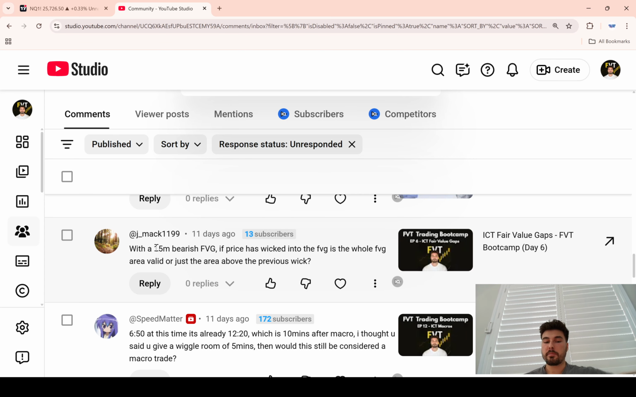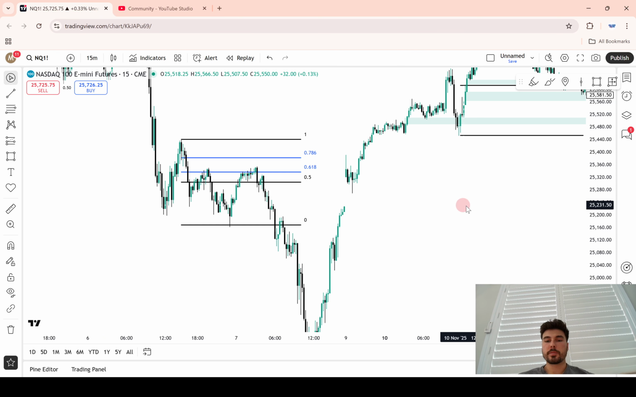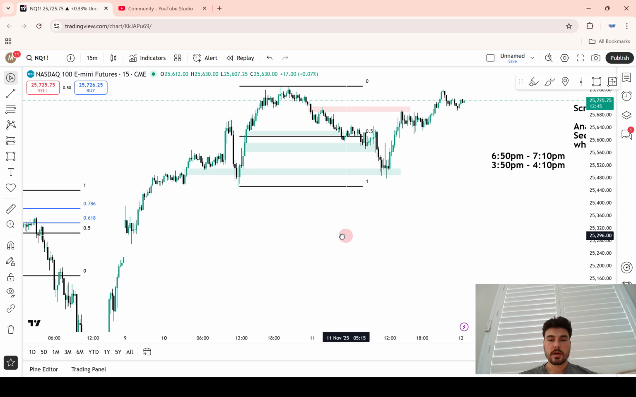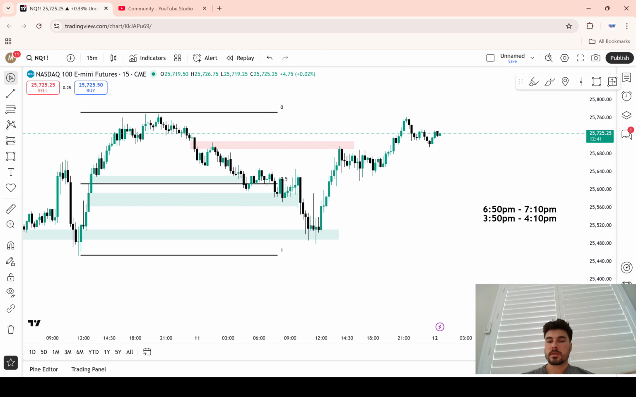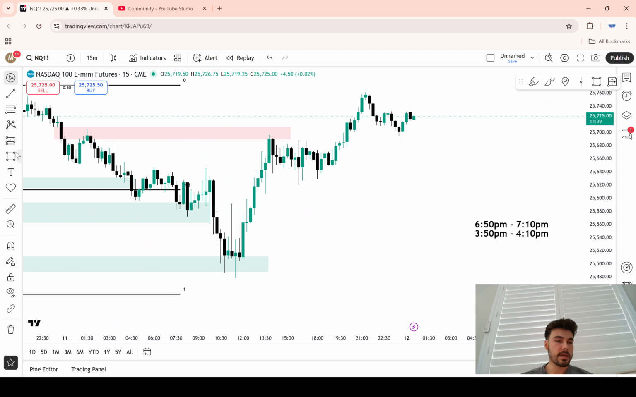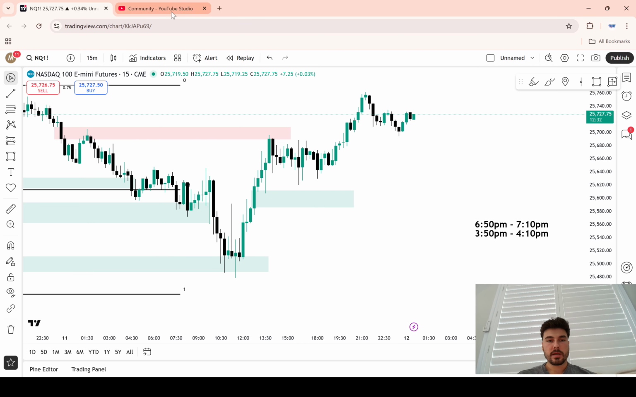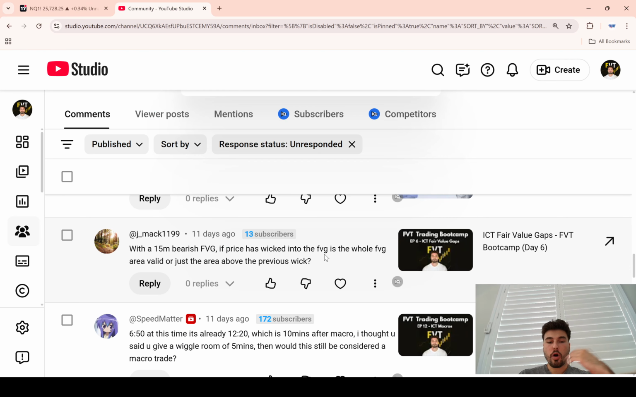With a 15-minute bearish fair value gap, if price is wicked into the fair value gap, is the whole fair value gap area valid or just the area below or above the previous wick? Cool. So I'm assuming what this question means is something like this. So you can see here that we have a fair value gap on the bullish time frame and we have a wick. So what this person's asking is, is the whole fair value gap valid or just the area above or below the wick?